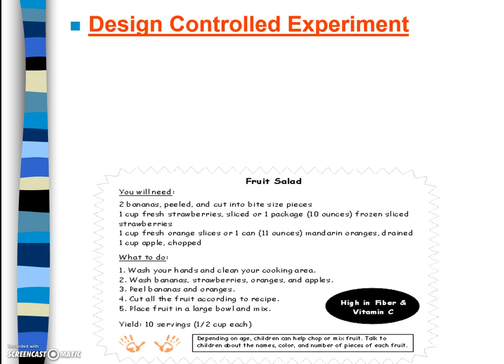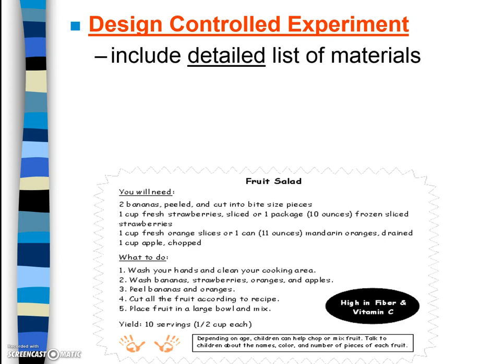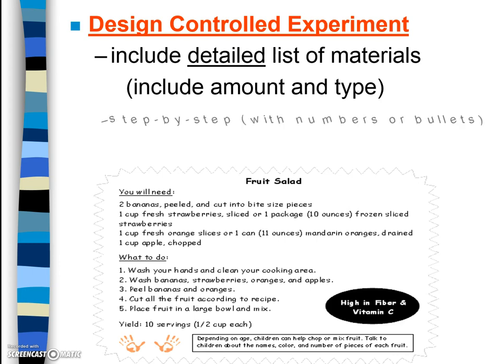Alright, you're going to design a controlled experiment. So this is still under experiment on your foldable. You're going to include a detailed list of materials, always, always, always. You're going to include the amount and type, so you're not going to say dirt and sunlight and a plant. You have to be very specific so somebody else could do your experiment if they wanted to.